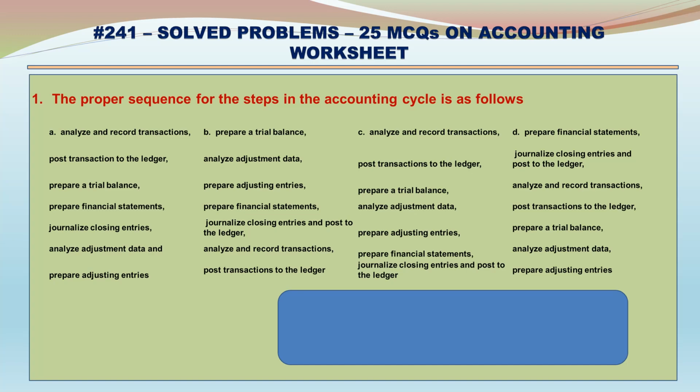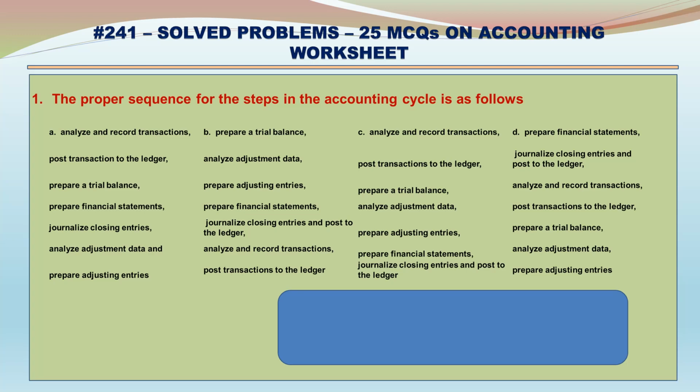Option A. Analyze and record transactions, post transactions to the ledger, prepare trial balance, prepare financial statements, journalize closing entries, analyze adjustment data, and prepare adjusting entries. Option B. Prepare trial balance, analyze adjusting data, prepare adjusting entries, prepare financial statements, journalize closing entries, and post to ledger, analyze and record transactions, post transactions to the ledger.